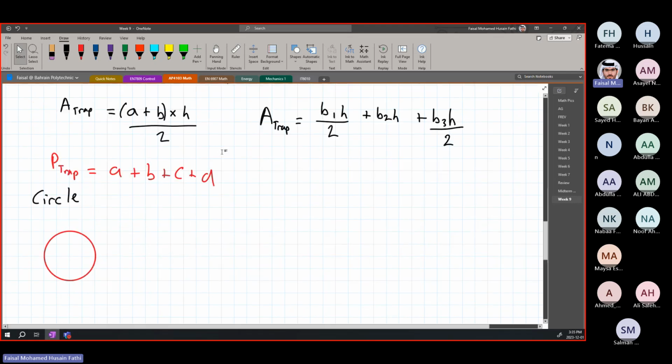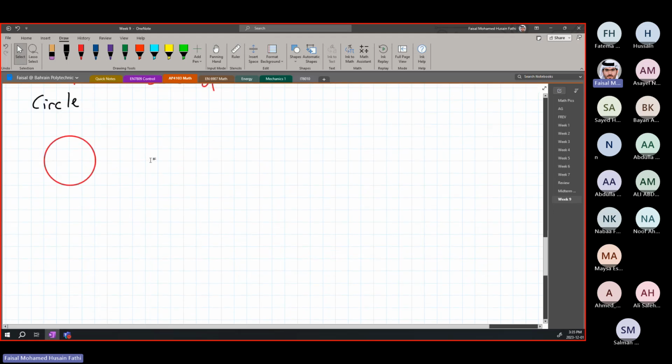All right. Moving on to the circle. It might get a little bit confusing here, so just bear with me a little bit. Let's start first with the perimeter in this case. Now, before even moving on to that, in a circle, there are two main points you need to understand.